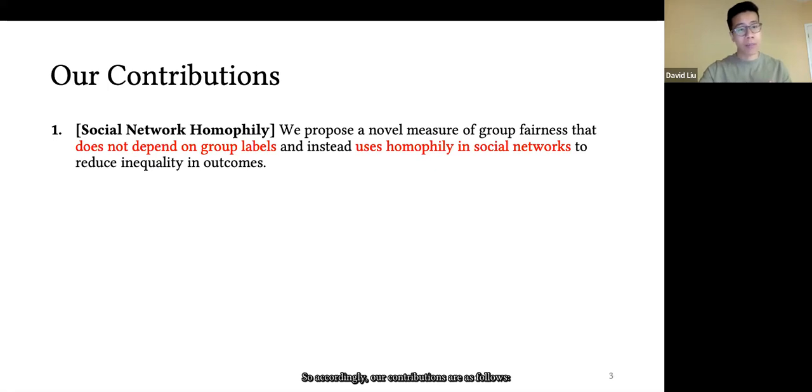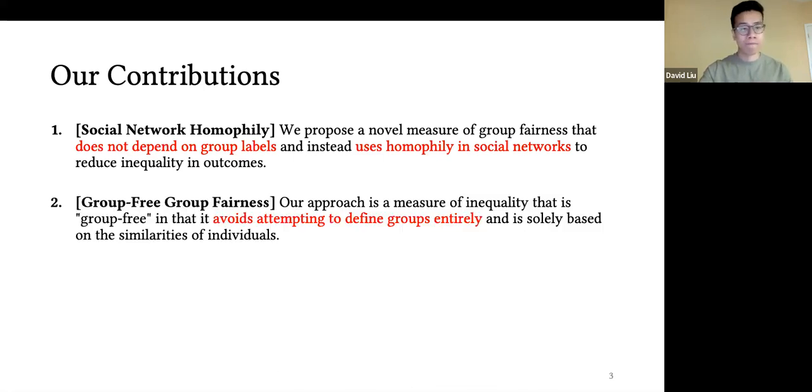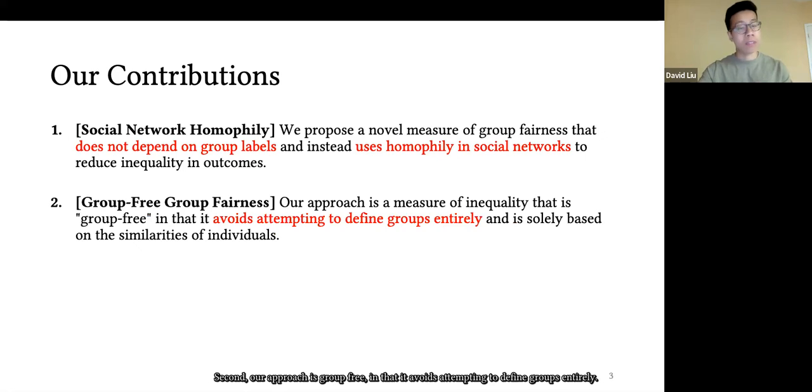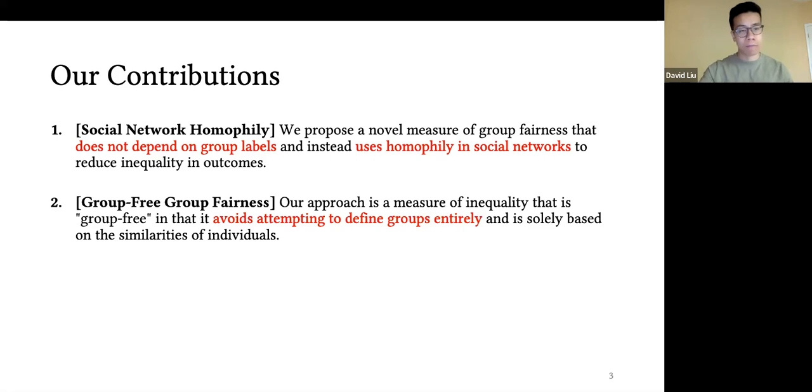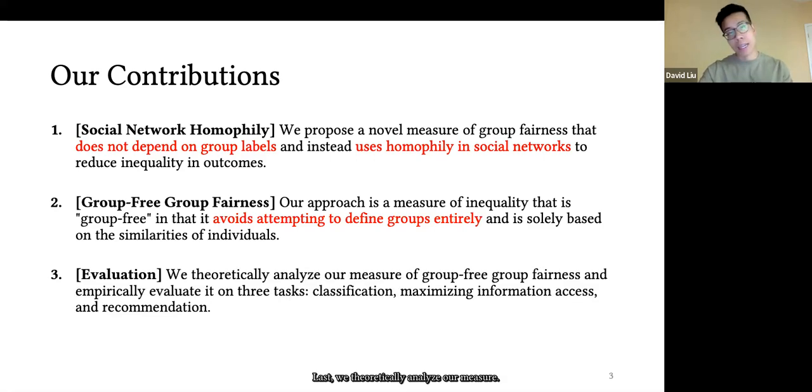So accordingly, our contributions are as follows. First, we introduce a measure of group fairness that does not depend on group labels. Instead, it uses homophily in social networks to reduce inequality. Second, our approach is group-free in that it avoids attempting to define groups entirely. It is solely based on the similarities between individuals. Last, we theoretically analyze our measure and show that for 3 real-world tasks, it is able to be used to reduce the inequality between groups.